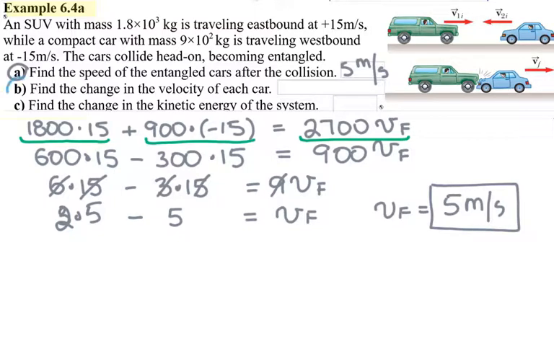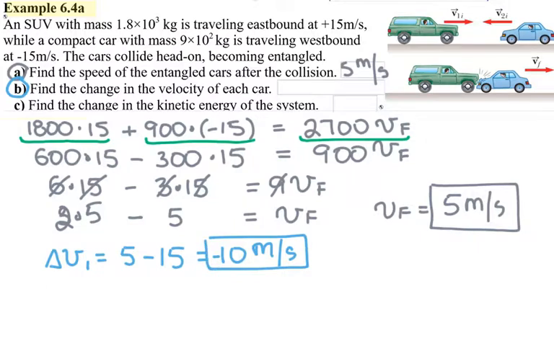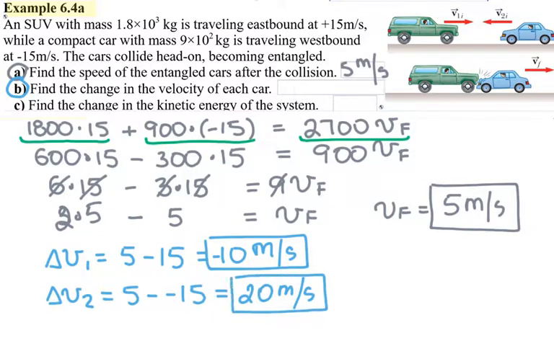I have to find the change of the velocity for each car. So the change of the velocity of the first car is the final velocity minus the initial velocity. So that gives you negative 10 meters per second. So the first car lost 10 meters per second in velocity. And the change of the velocity for the second car is 5 minus negative 15. And that gives me 20 meters per second. So its velocity changed by 20 meters per second because it was moving 15 meters per second in one direction, but now it moves 5 meters per second in the opposite direction.